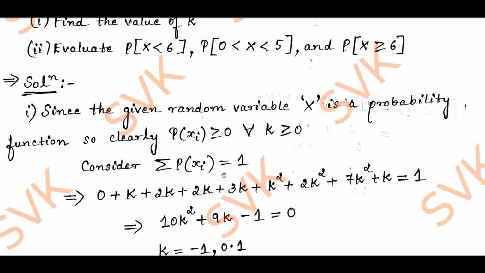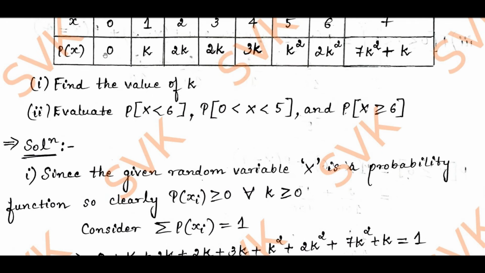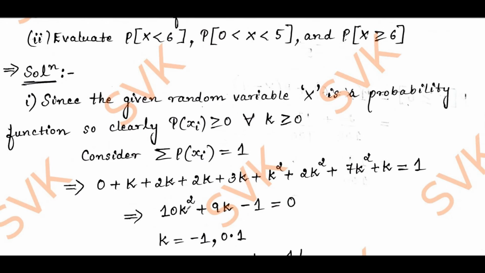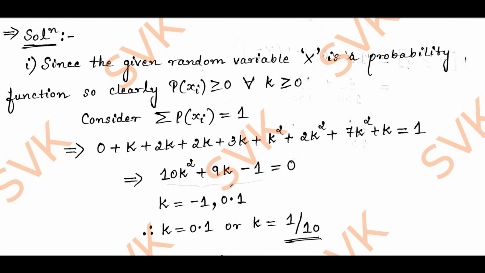See here, summation of p of xi is equal to 1. So add all the values that we have here, p of x. Adding all those values, we are going to get a quadratic equation. Using your calculator, solve this equation. Take out your calculator and solve that equation.